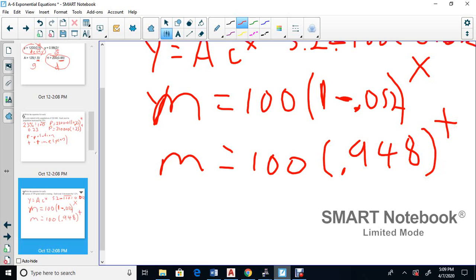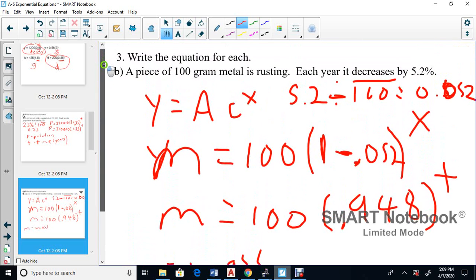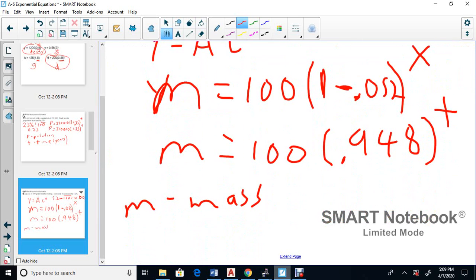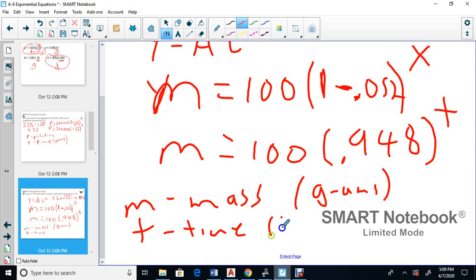Now I'm going to say m is the mass, and let's see, is it grams or kilograms? Grams, and t is the time. So here the mass is in grams, and the t is the time in years. Sorry, in years. Okay, let's move on to the next one.